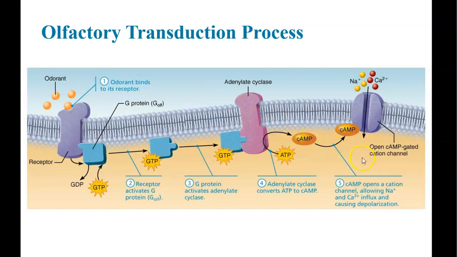And then the cyclic AMP is going to open the cation channels, and that's going to allow for sodium and calcium to come in. And that is going to cause depolarization, because these are positively charged, and when they move in, they're going to make the inside less negative, so it's going to depolarize.